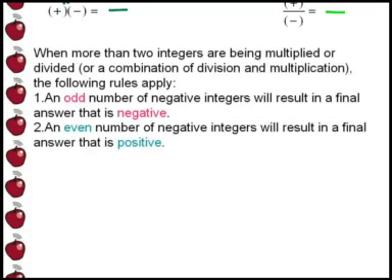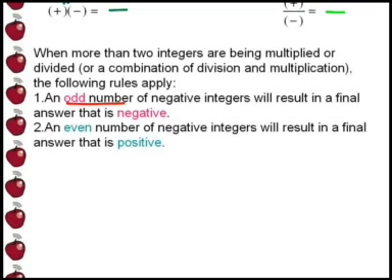To summarize then, when more than two integers are being multiplied or divided, or a combination of division and multiplication, the following rules apply. Now remember this: an odd number of negative integers will result in a final answer that is negative.